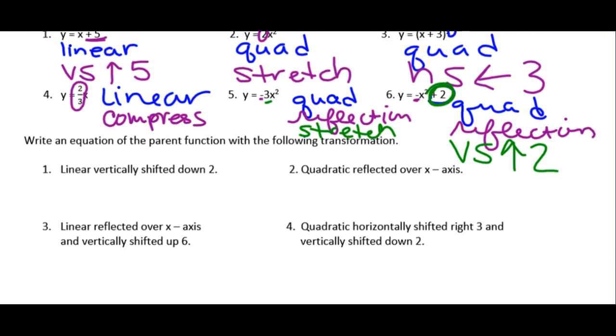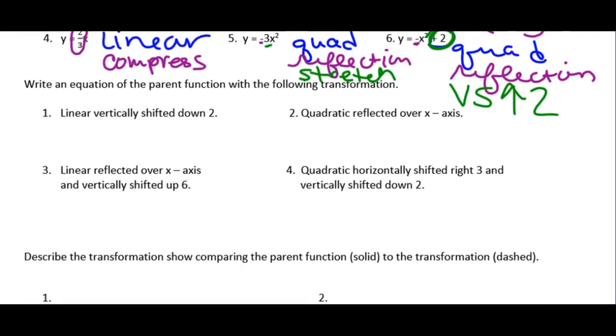Now we're going to do the opposite. We're going to write the equation given some information. So looking at number 1, first thing they're telling me is linear. So I'm going to write y is equal to x, because that's linear. That's the parent. Then it says vertically shifted. So that means I'm going to have something after the x. It says down 2. That would just be a minus 2. That's how I show vertical shift.